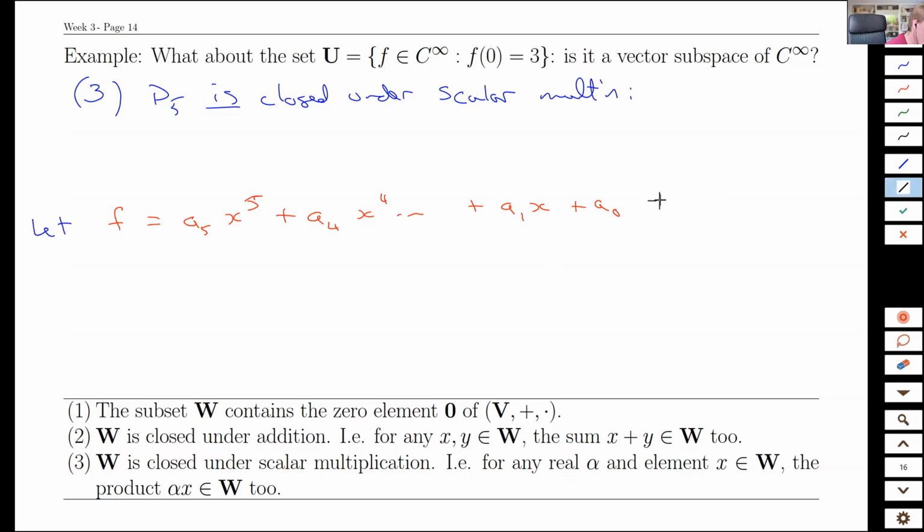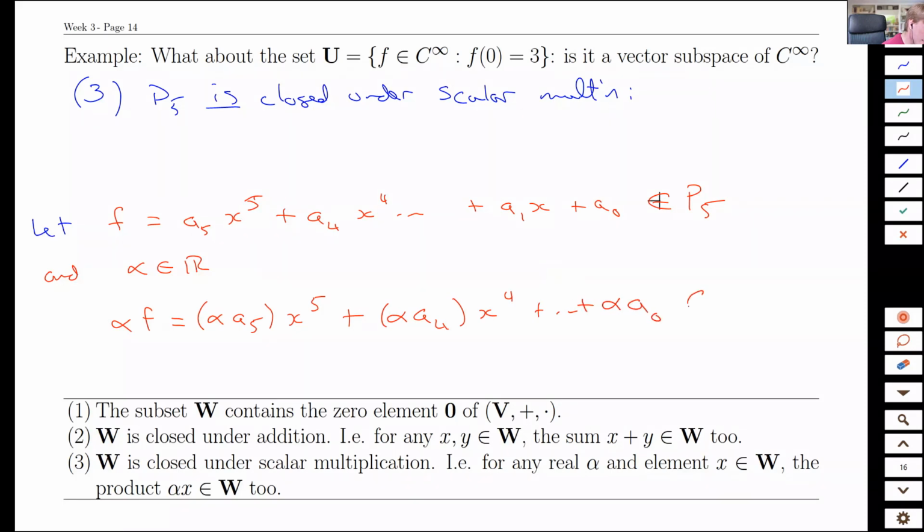Take f, which is an element of P5, a 5th degree or less polynomial. And let alpha be a real. Alpha times f is going to be alpha a5, x to the 5. Because how do we do multiplication by a scalar? We just multiply it into each term one by one, and it multiplies the coefficients. Alpha a4, x to the 4, all the way down to alpha a0. And that is also an element of P5. And that means because all three things are satisfied, P5 is a vector subspace of C infinity.